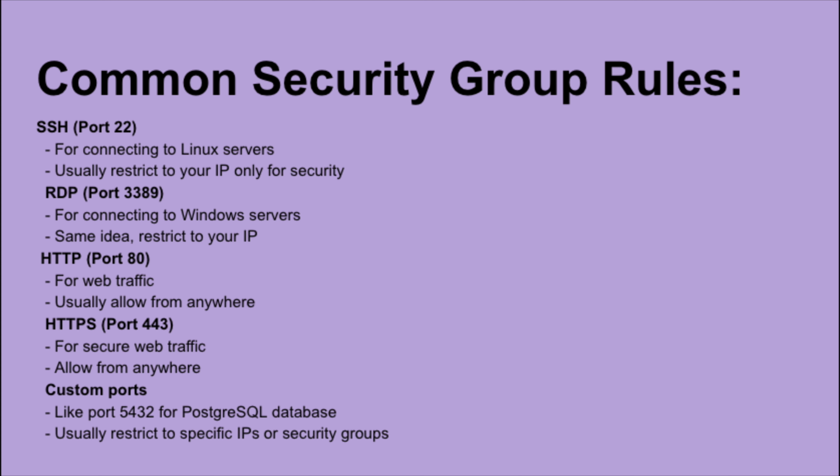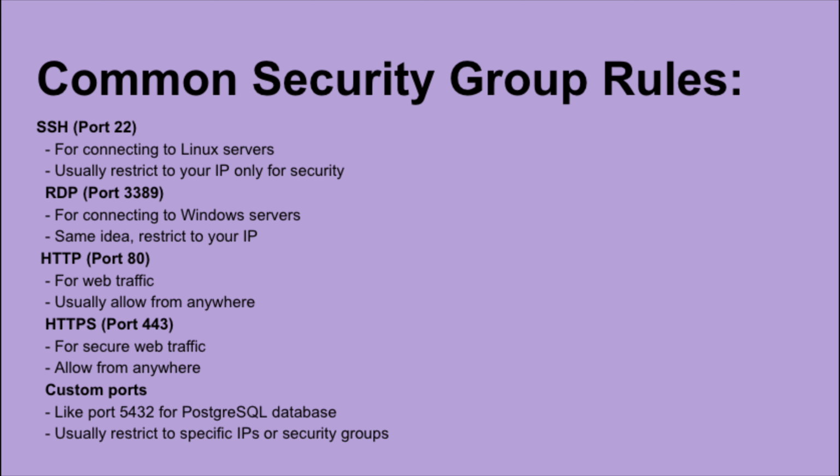HTTP, for web traffic, usually allow from anywhere. HTTPS, for secure web traffic, and you allow from anywhere. And custom ports, like port 5432 for PostgreSQL database, usually restrict to specific IPs or security groups. So you pick the port, the protocol, and who's allowed in, and that's it.